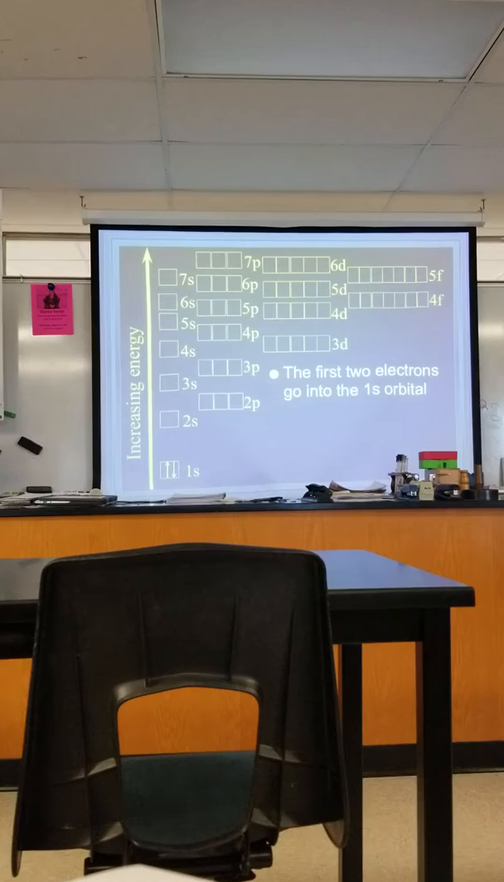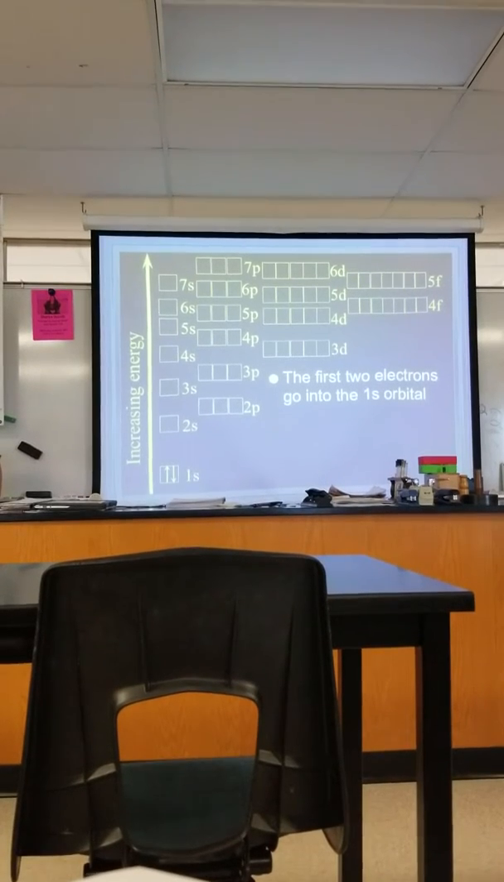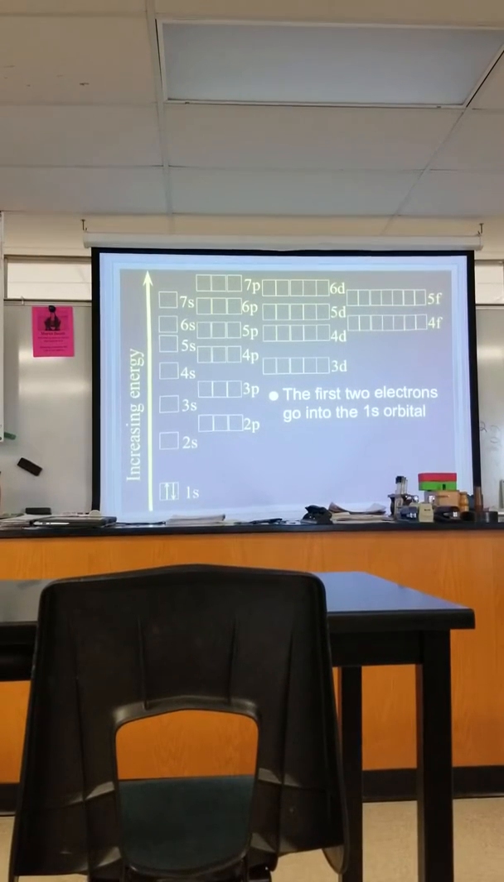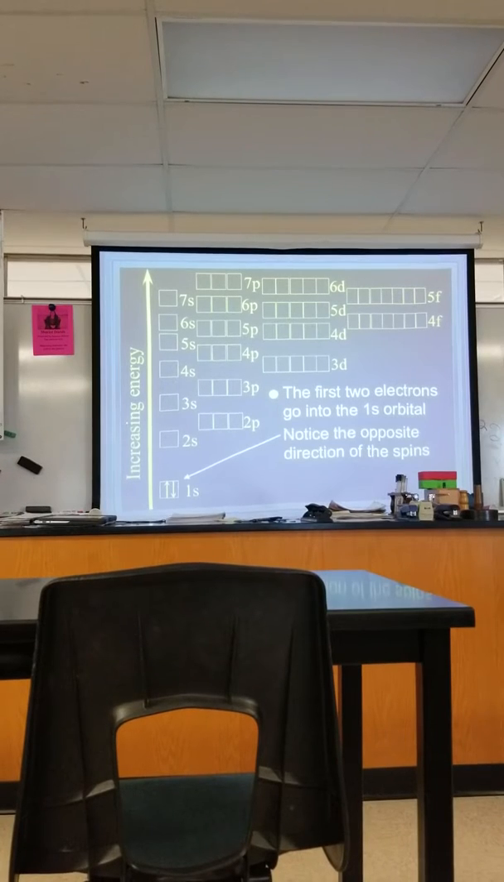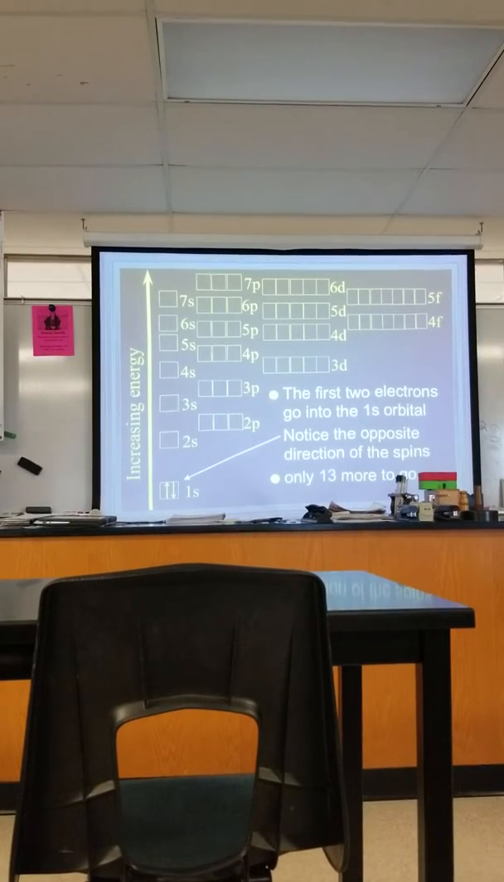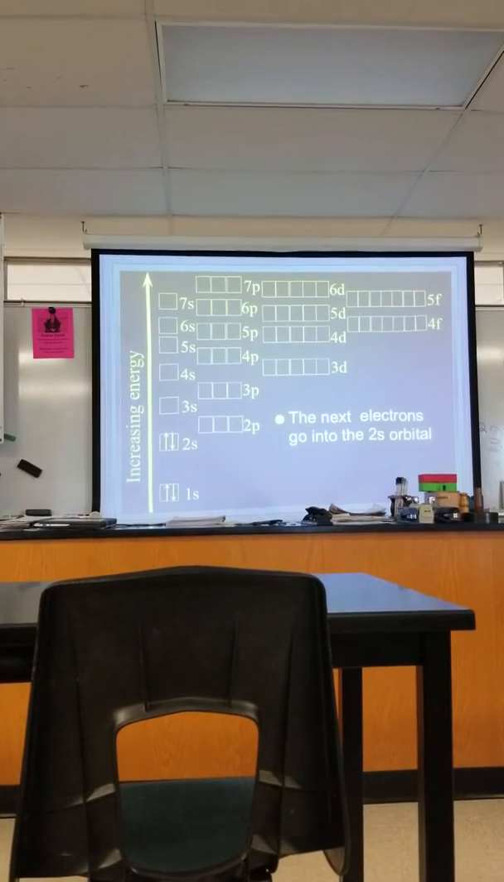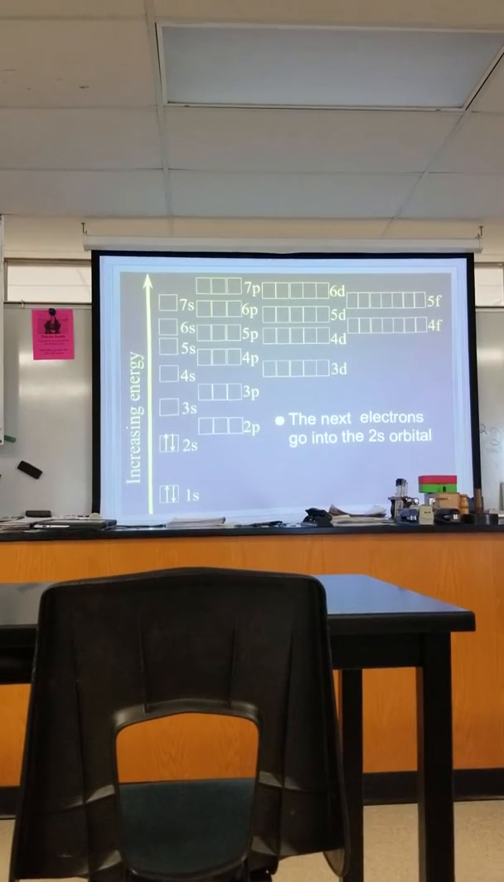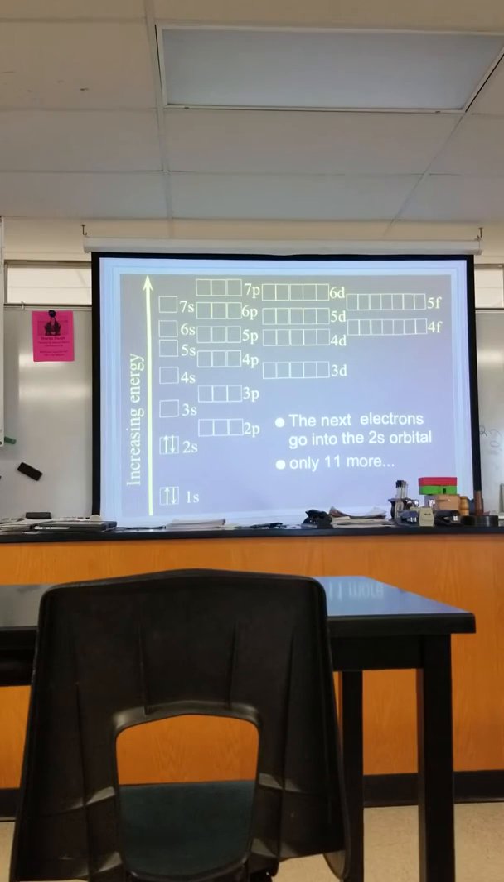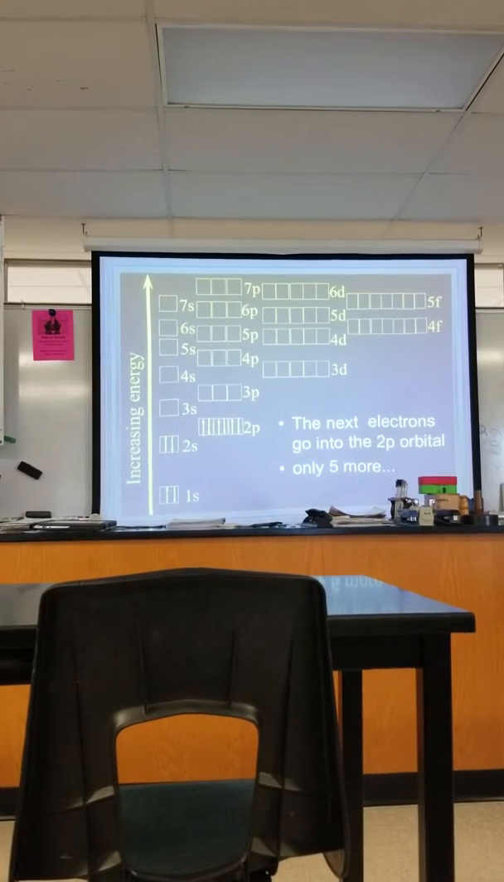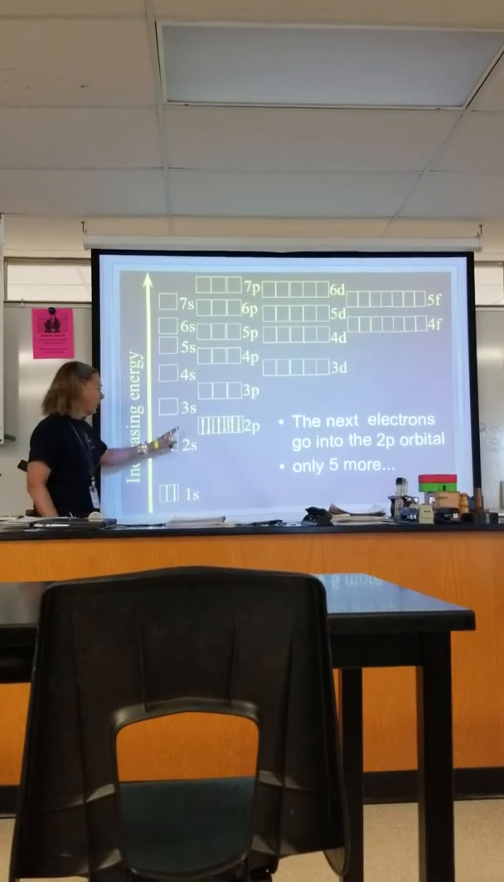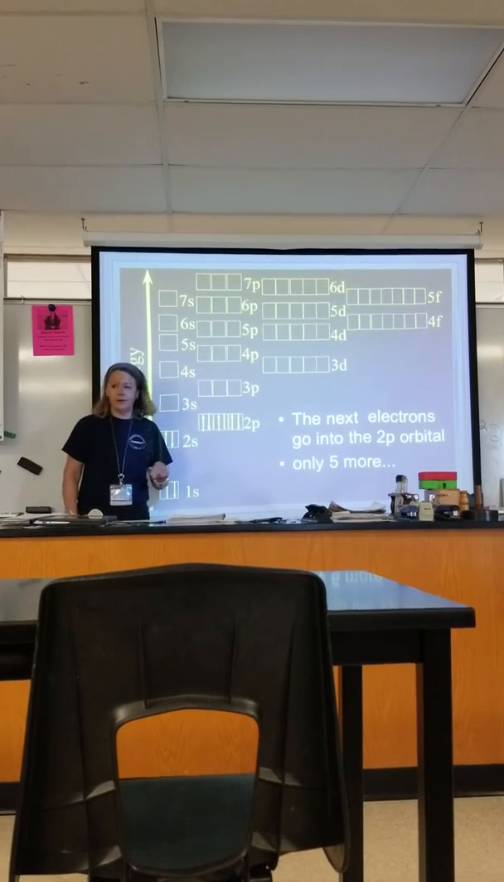So we need to get up to 15. What are the next 2 going to be? Where are we going to add those? We're going to add 2 in the 2s, and we're up to 4. What's next? We're going to put our 6 into our 2p. Now I've got 2, 4, 6, 8, 10.